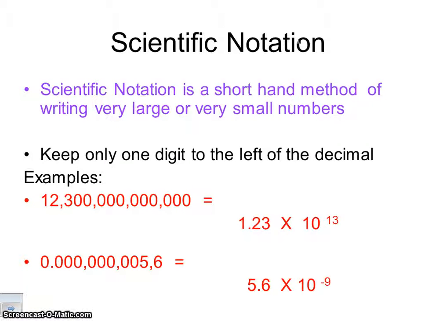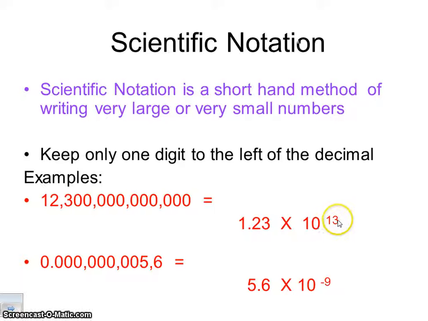And if you take a look here, there are some examples. Like this number, you wouldn't want to keep writing this number over and over again. So what you do is you're always going to have just one digit to the left of the decimal. So it's going to be 1.23. And then what you do is you count: 1, 2, 3, 4, 5, 6, 7, 8, 9, 10, 11, 12, 13, to get to that point where you're going to put your decimal. So it's going to be written as 1.23 times 10 to the 13th.